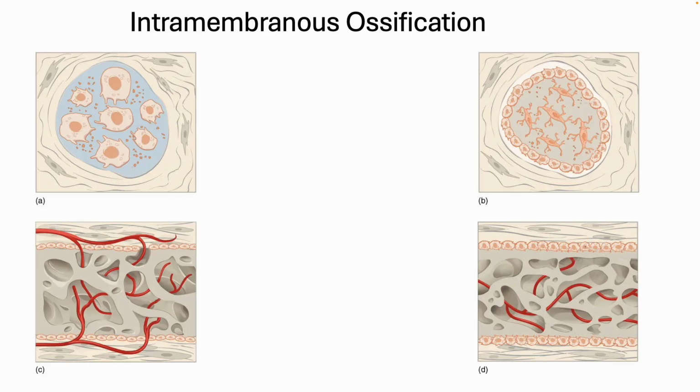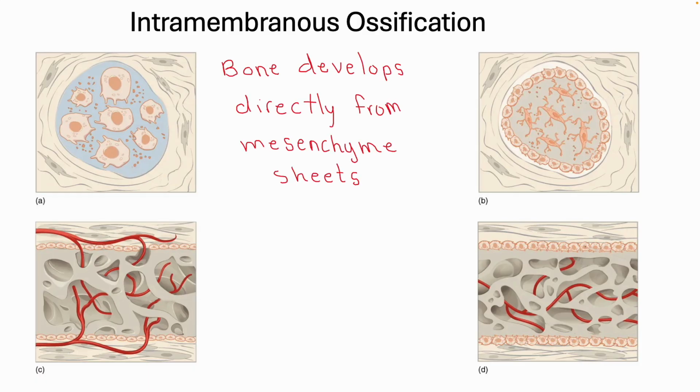So, bone is going to develop via one of two different ways. You have either intramembranous ossification. In this type of bone formation, the bone develops directly from mesenchyme sheets. This happens in the flat bones of the face, most cranial bones, and the clavicles.